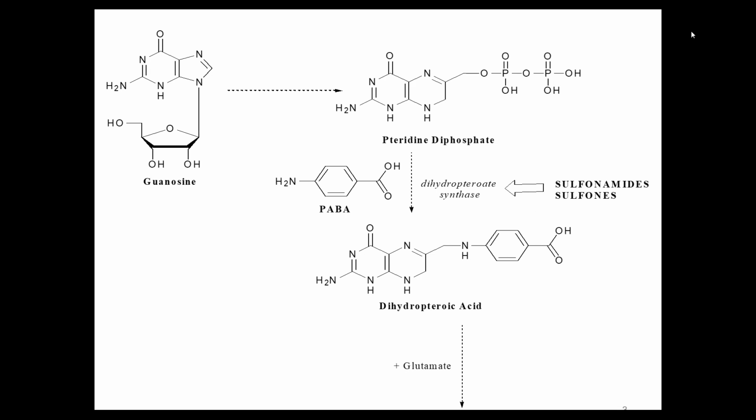For example, PABA or dihydropteroate synthetase, both of them are inhibited, or their activity is going to be inhibited, by the sulfonamide drugs. Okay, so the conversion of pteridine diphosphate to dihydropteroic acid has to take place, and it requires the presence of PABA as well as the dihydropteroate synthetase enzyme. This action will be inhibited when you use sulfones and sulfonamides as antibacterial agents.